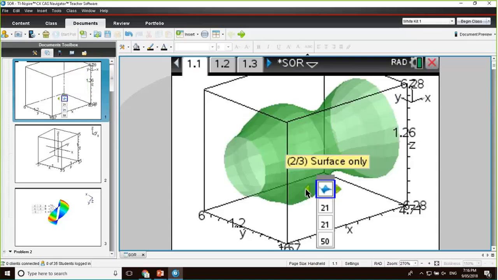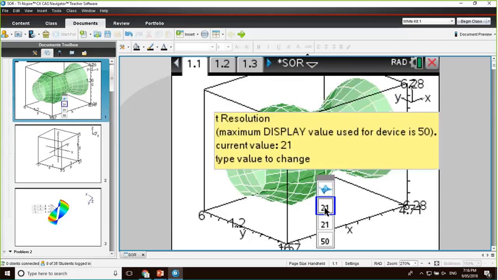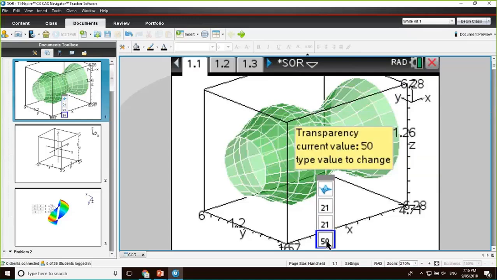And if I click here, it tells me that's the resolution of T. That's the resolution for U, and that's the transparency or the opacity. You can adjust those values there.